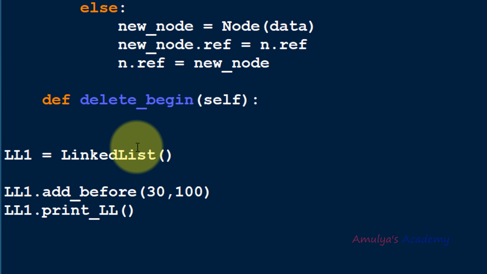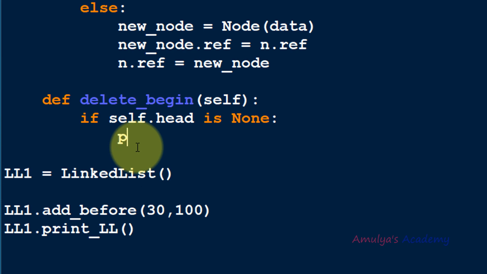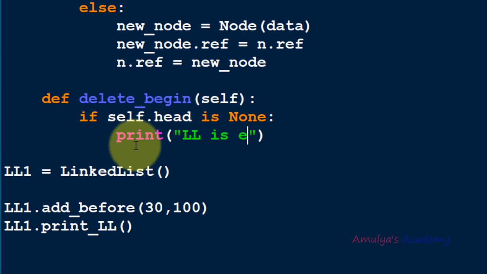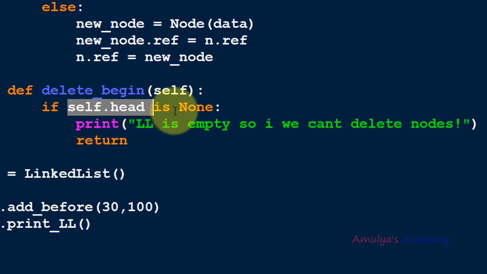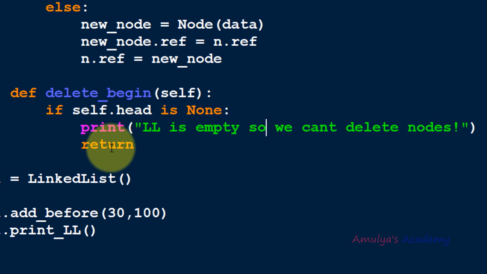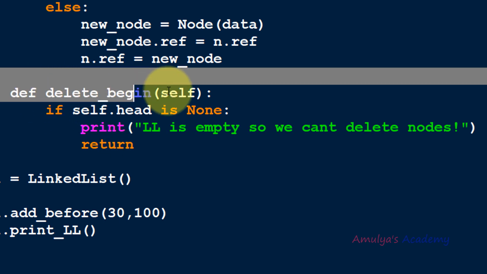The first step in the deletion operation is we need to check whether head is none or not. If head is none, that means the linked list is empty. So I'll check if self.head is none. If it is true, just print a message. You can print any message. So here I'll take linked list is empty, and after this you can take return. What it will do is, if this condition becomes true, that means if the linked list is empty, it will just print this message and come out of this method.